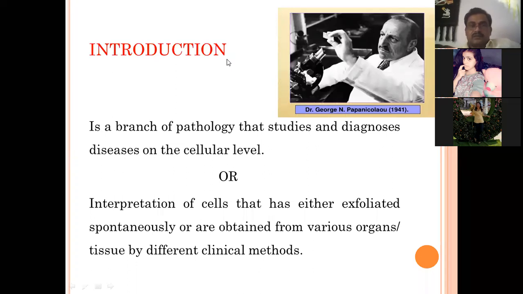In histopathology, what is under study is the tissue, and in cytopathology, what is under study is the cell or a group of cells. It can also be explained like this: the interpretation of cells that have either been exfoliated spontaneously or obtained from various sites by different clinical methods. What is this?